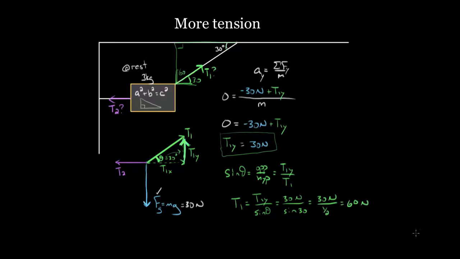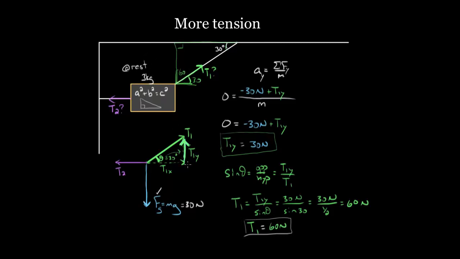And that might seem crazy. You might be like, wait a minute. T1 is 60 newtons? The weight of this chalkboard is only 30 newtons. How in the world can the tension in this rope be 60 newtons? I mean, if we just hung this chalkboard by a single string over the center of mass, you just get a tension of 30 newtons. How can this be 60 newtons?